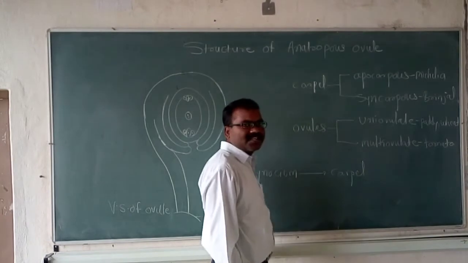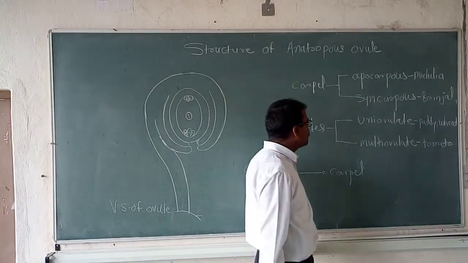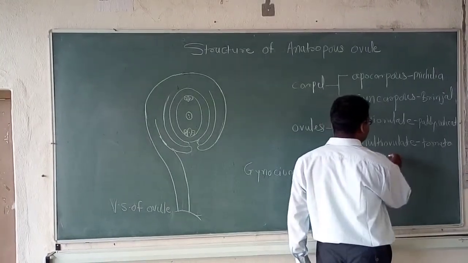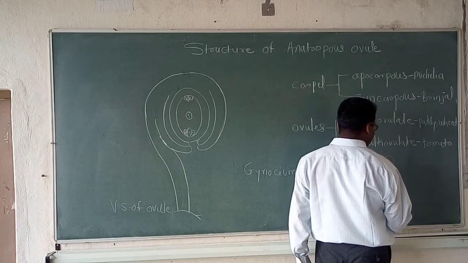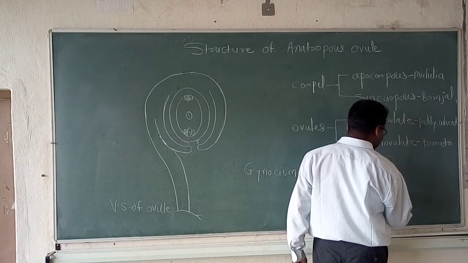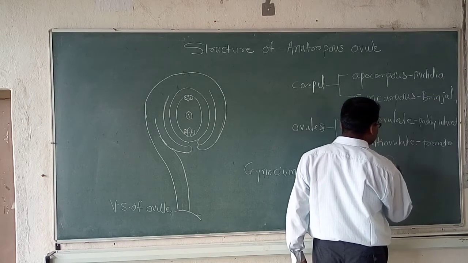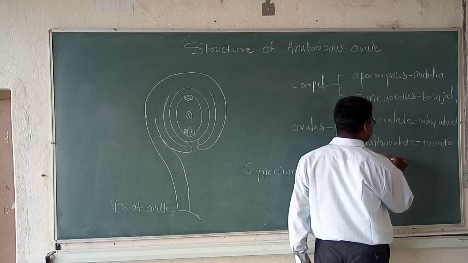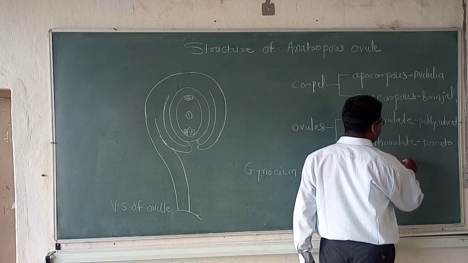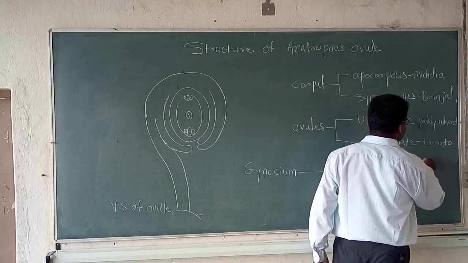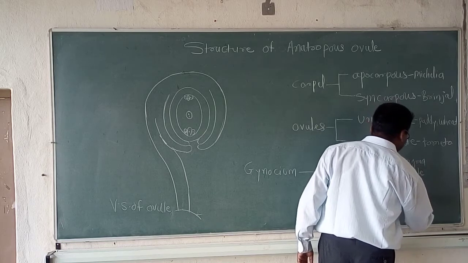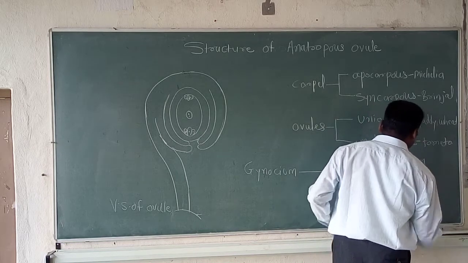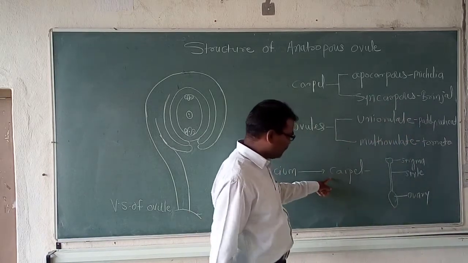And you know that the structure of carpel consists of the stigma, this is long style, and at the base there is ovary. This is structure of carpel.